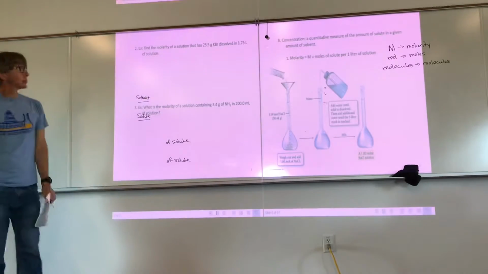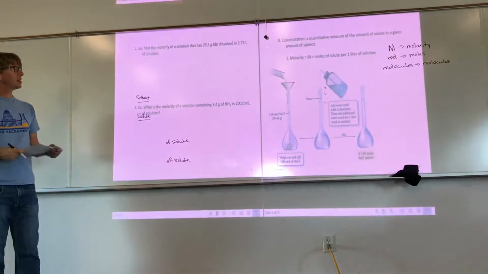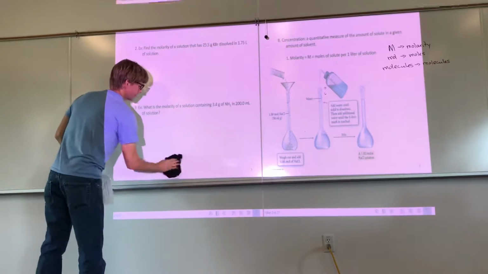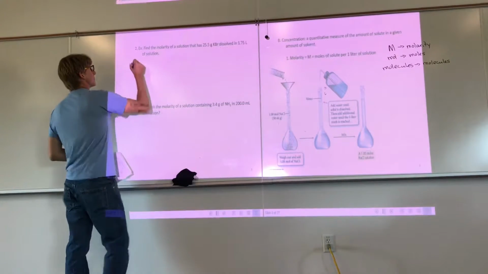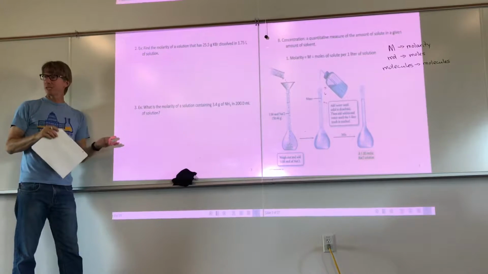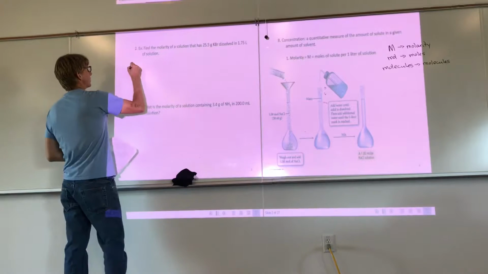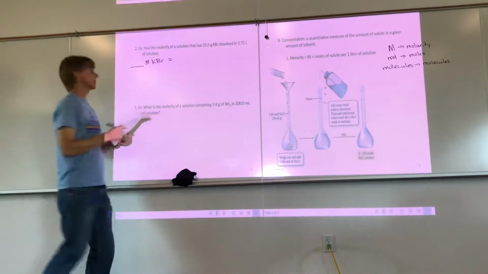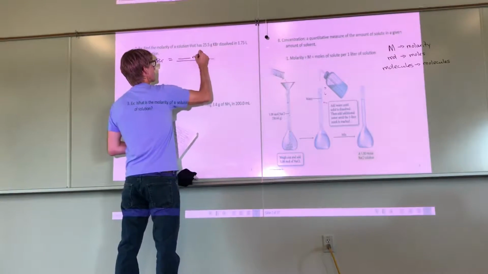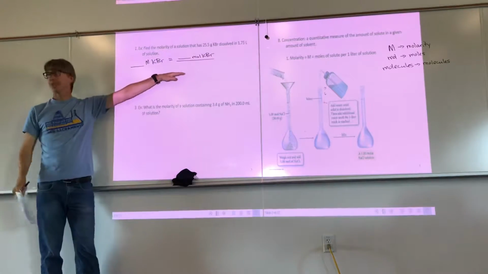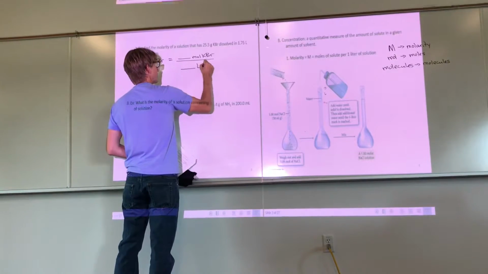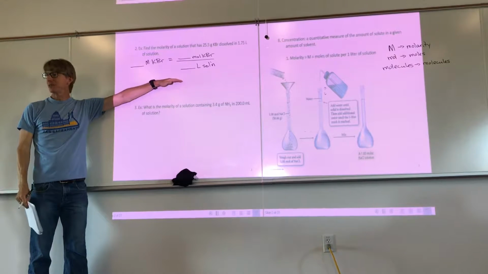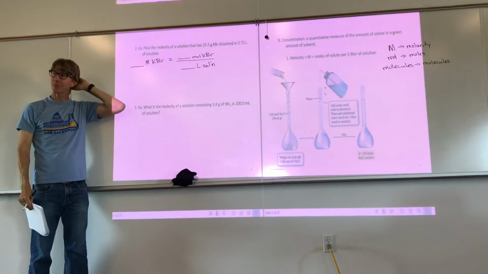Find the molarity of a solution that has 25.5 grams of potassium bromide, KBr, dissolved in 1.75 liters of solution. Now, whenever I solve molarity problems, I like to write them out like this. Blank molarity KBr equals blank moles of KBr over blank liters of solution. Even if I don't write it out, it's what I'm thinking about when I make it.